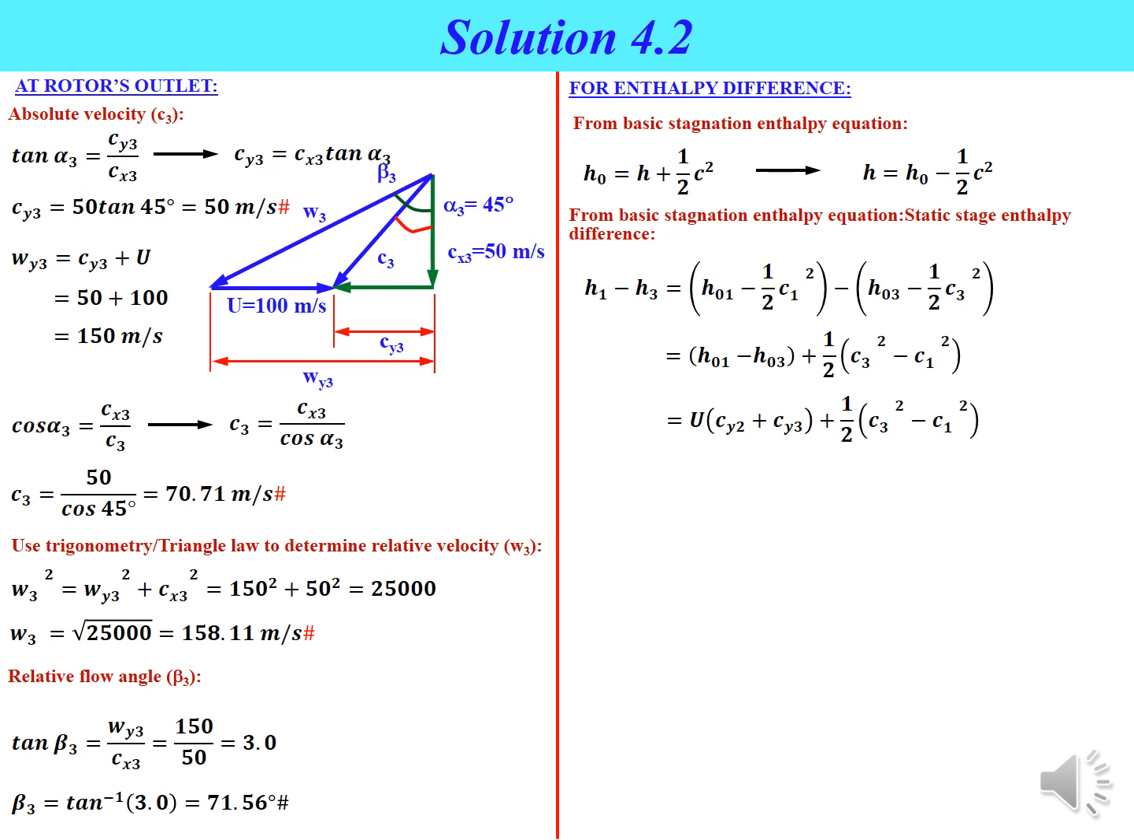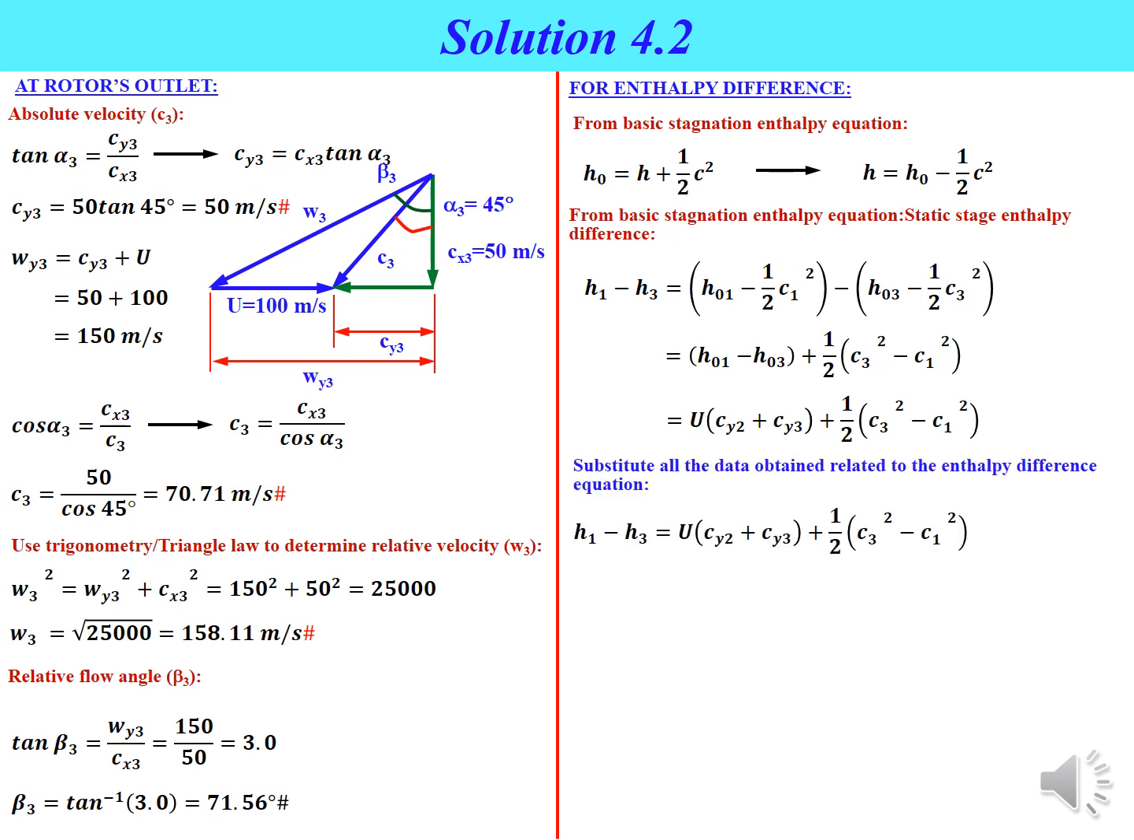And H01 minus H03 actually equals U multiplied by (c_y2 plus c_y3). Previously we already determined the values of c_y2, c_y3, C1 and also C3, so we can determine the value of H1 minus H3. Substituting all the data obtained into the enthalpy difference equation, we get the static enthalpy difference equal to 23,290.13 joules.